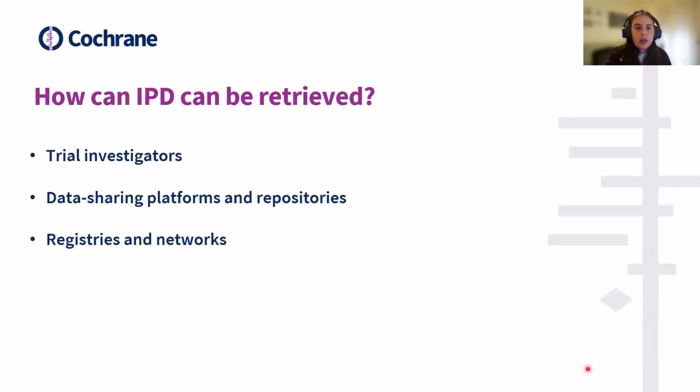So how can IPD be retrieved? We usually start by contacting the original trial investigators and asking them whether they're willing or able to share their datasets. We may also approach sponsors or pharmaceutical companies who often hold the trial data, but there are also currently data available through data sharing platforms or repositories. For example, for certain diseases or certain outcomes, we might be able to request access for a specific project. And there are also registries and networks, in some cases, where we can update data that already have been used in multiple trials.